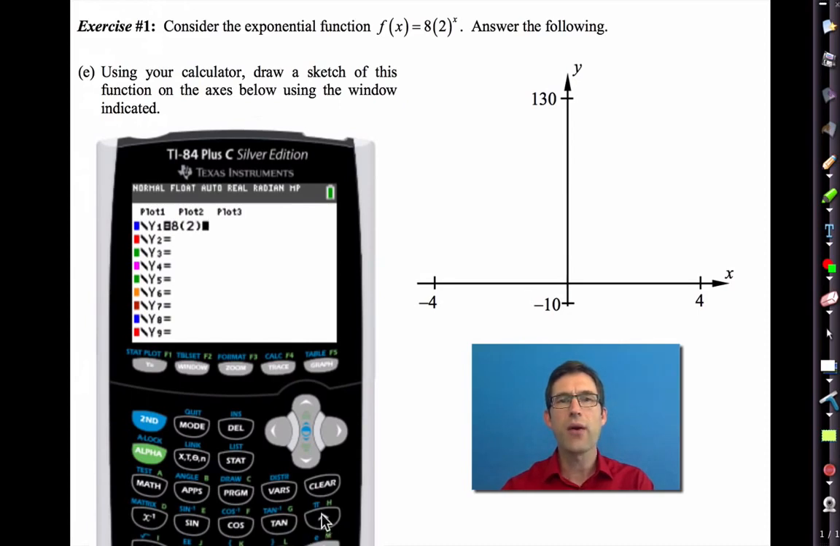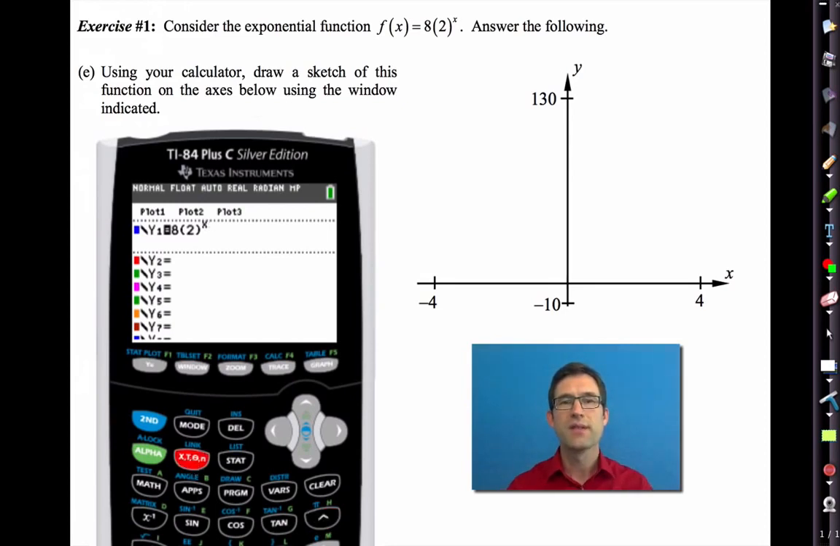And then I use this caret button here. This is the button that I use to indicate that I want to raise something to an exponent. So I hit that button. Why it's called a caret, I'm not exactly sure. But I hit that button, and then I have that raised to the x. Step back, really look at the formula, make sure it looks good.